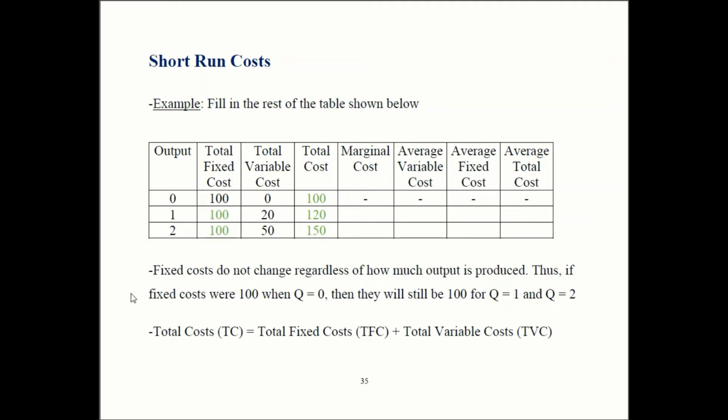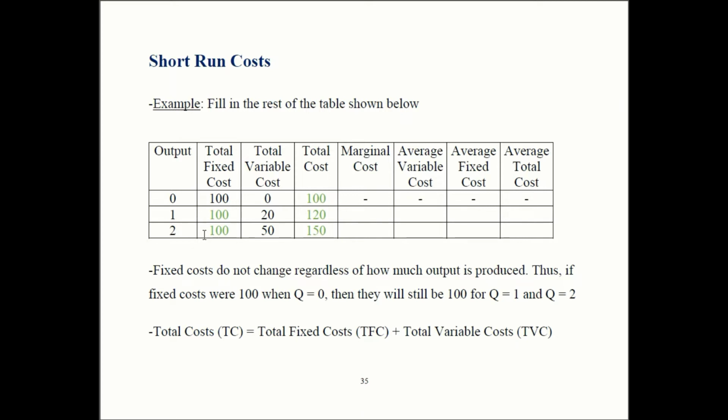So the fixed costs are going to be the same no matter how much or how little you produce. That's why I said they're fixed. So your fixed costs were 100 when output is 0. That means your fixed costs are still 100 even if you produce 1 and even when you produce 2. So that part of the table is pretty easy.